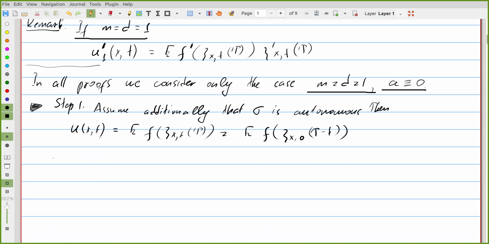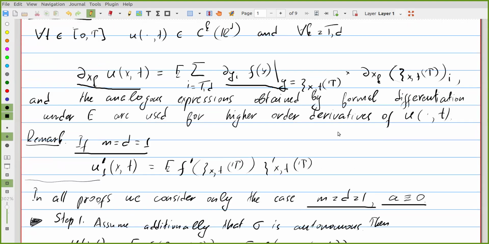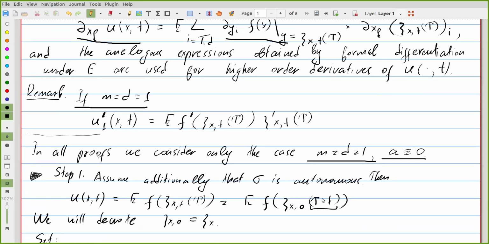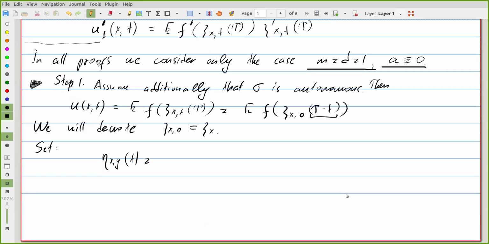And we will denote psi x0 just by psi x. Then we can define. So this is our new time. Since time is fixed, instead of t, we can consider just capital tau, t minus t. And then we can safely define.